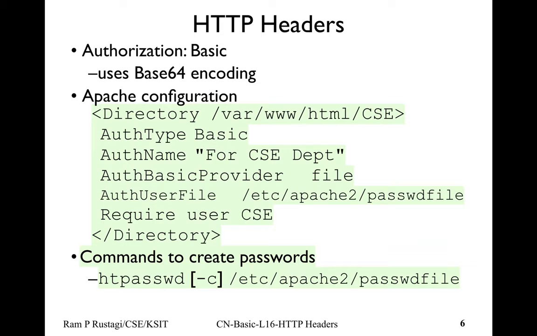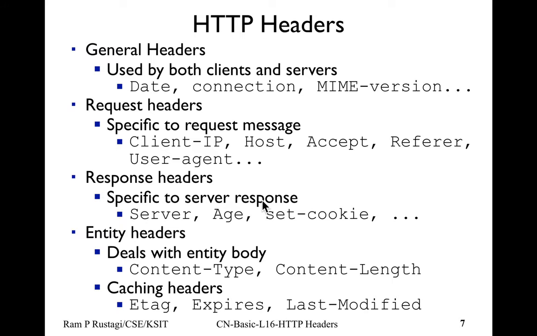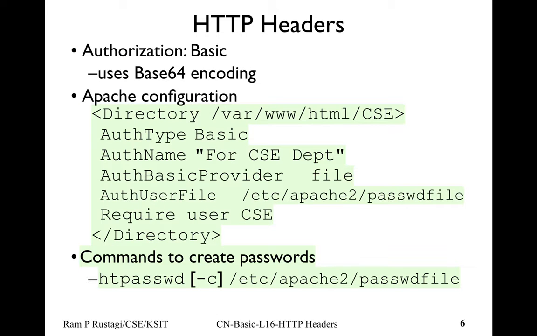Another part is that some web pages require authentication, and how does the authentication work? Basically on the web server, you define a certain directory, like we're saying in this directory www.html, CSE, I say auth type is basic for this department, and I'm putting user password information in a file, and this is the file name where my passwords are. Then you create them using a tool called htpasswd. Using the tool, you create a username and password, and then deploy it. So let me show an example there. How does it really work?